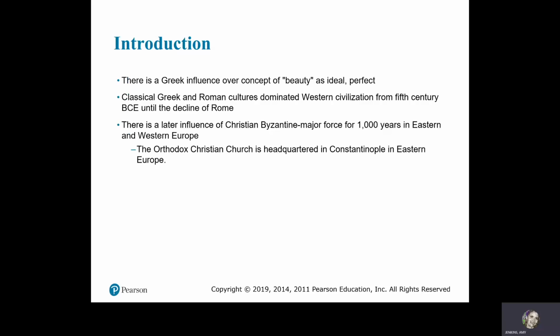Introduction. There is a Greek influence over the concept of beauty as ideal and perfect. Classical Greek and Roman cultures dominated Western civilization from the 5th century BCE until the decline of Rome. There is a later influence of Christian Byzantine, which was a major force for 1,000 years in Eastern and Western Europe. The Orthodox Christian Church is headquartered in Constantinople in Eastern Europe.